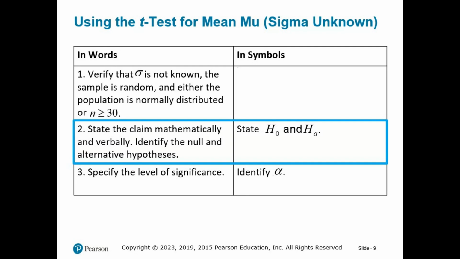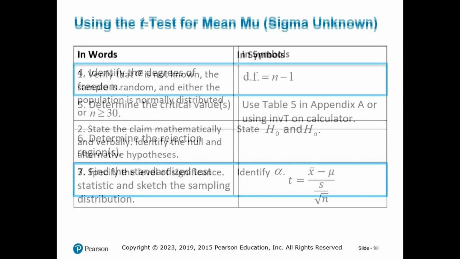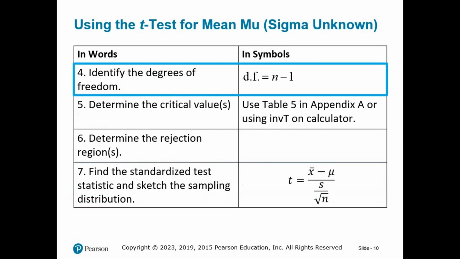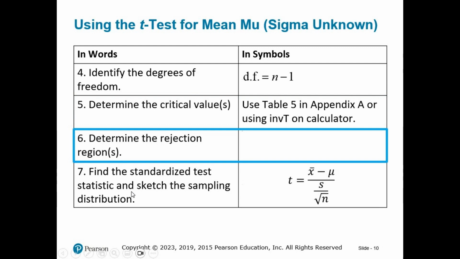After that, specify the level of significance, or identify alpha. Fourth, identify the degrees of freedom, n minus 1. Next, determine the critical values using the table or your calculator. When you have found the critical values, this will form the rejection regions on a graph: less than the negative t0, greater than the positive t0, or both.